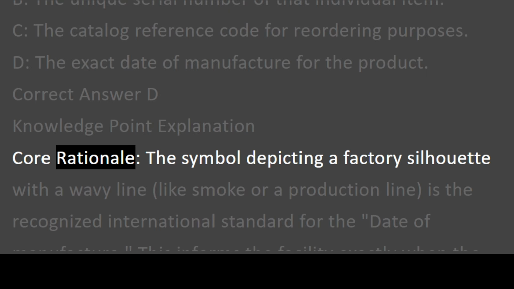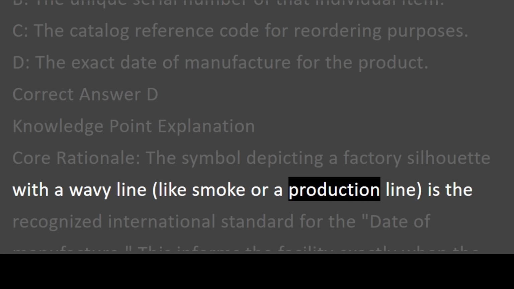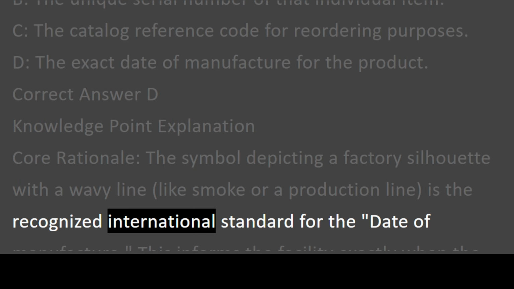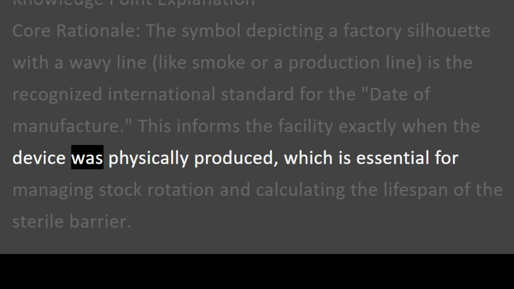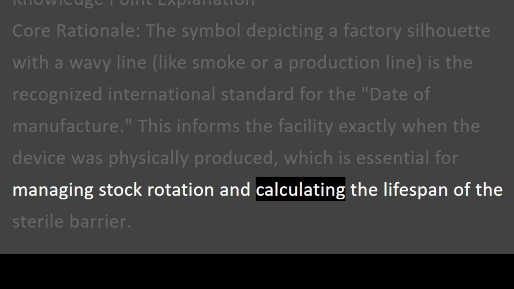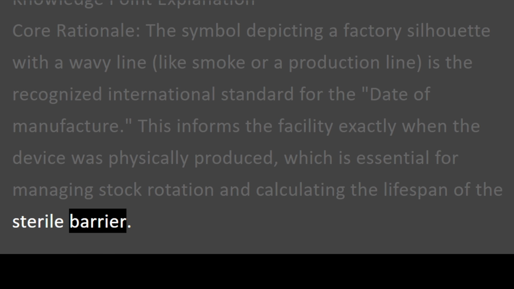Core rationale. The symbol depicting a factory silhouette with a wavy line, like smoke or a production line, is the recognized international standard for the date of manufacture. This informs the facility exactly when the device was physically produced, which is essential for managing stock rotation and calculating the lifespan of the sterile barrier.